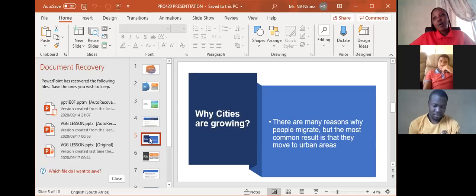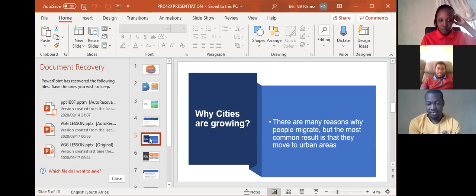So I would like to hear from you. What do you think are the reasons that cause people to move from one place to another, or from rural areas to urban areas?